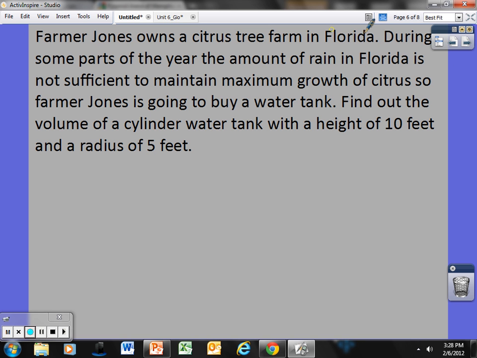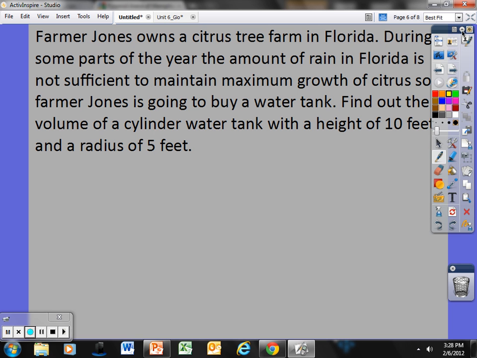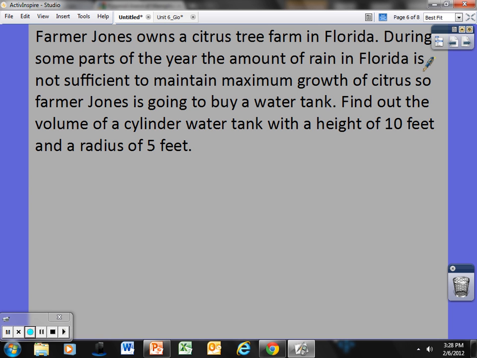Farmer Jones owns a citrus tree farm in Florida. During some parts of the year, the amount of rain in Florida is not sufficient to maintain maximum growth of citrus, so Farmer Jones is going to buy a water tank. Find out the volume of a cylinder water tank with a height equal to 10 feet and a radius equal to 5 feet. So first thing I'm going to do is draw a little picture. Get myself a visual here.